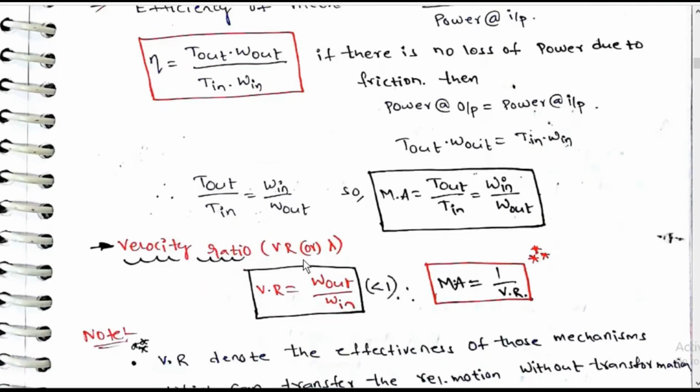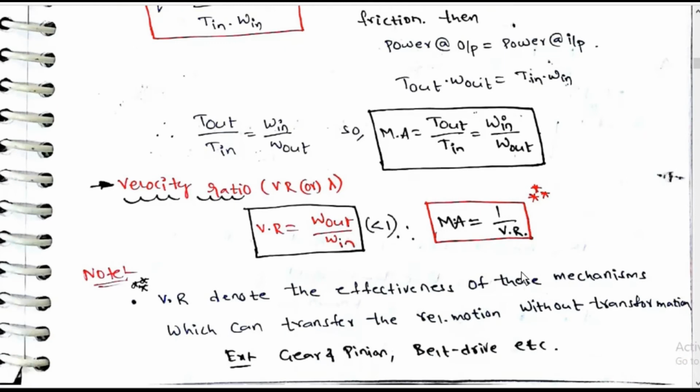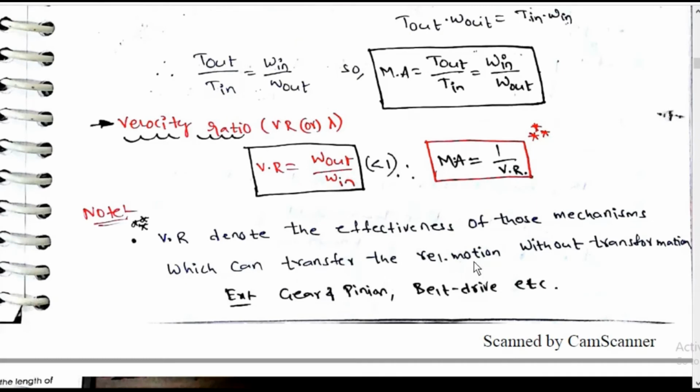Velocity ratio, Vr or lambda, is equal to omega out by omega in, less than 1. Mechanical advantage is equal to 1 by Vr. Vr denotes the effectiveness of those mechanisms which can transfer relative motion without transformation. Examples: gear and pinion, belt drive, etc.